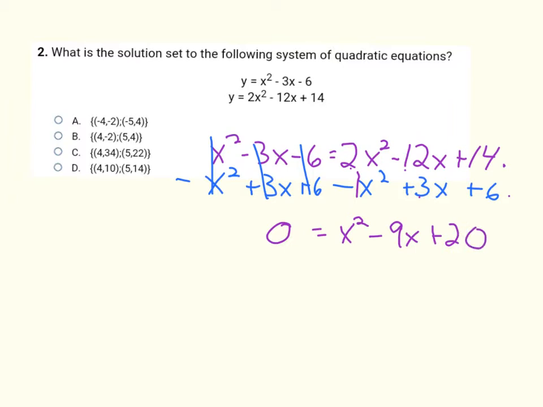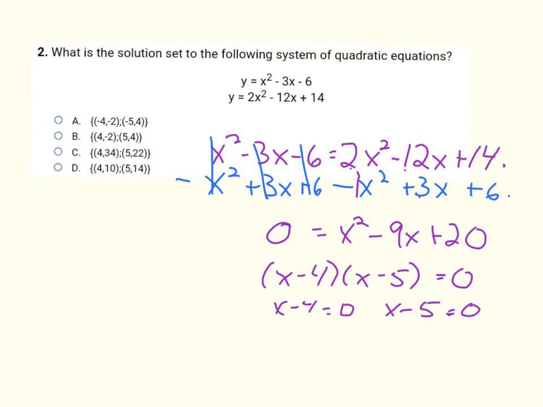And so now I can choose one of my ways to solve quadratics, whether that's graphing, completing the square, quadratic formula, or factoring. I'm going to go ahead and factor this. This factors into x minus 4, x minus 5, and that's equal to 0. And then to solve this, I have to set each part here equal to 0. So x minus 4 equals 0 and x minus 5 equals 0.